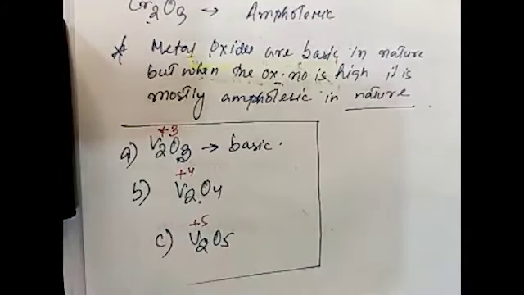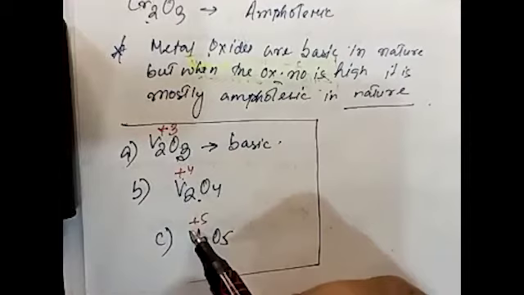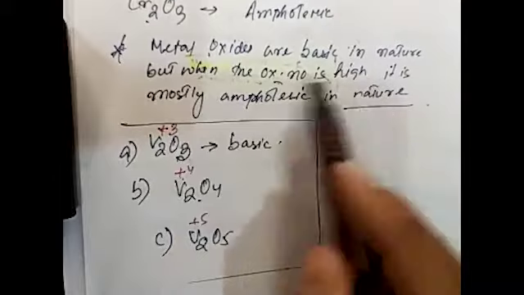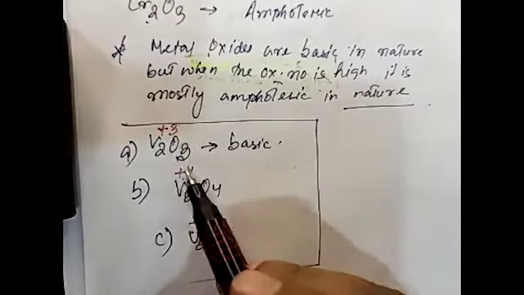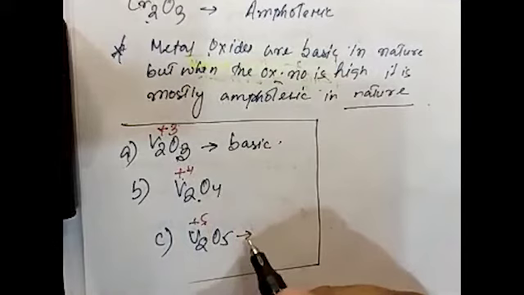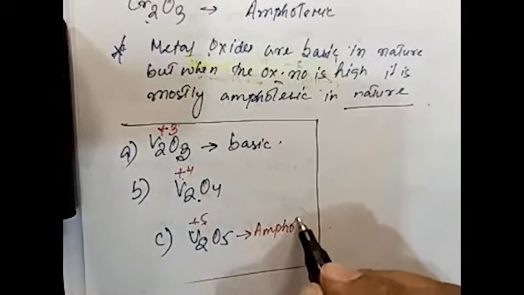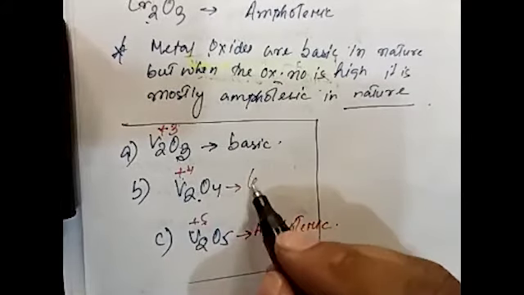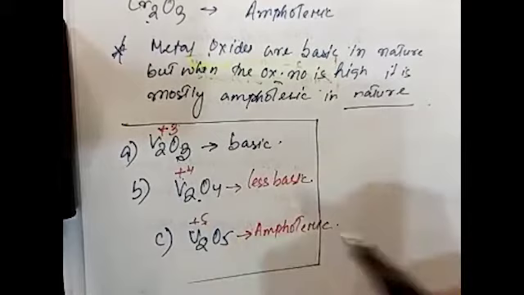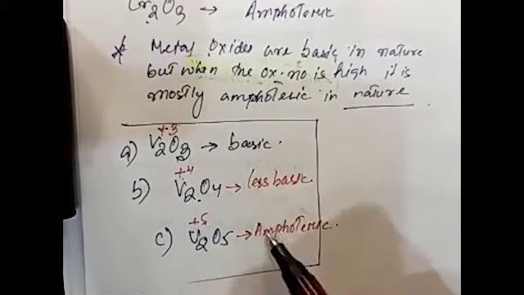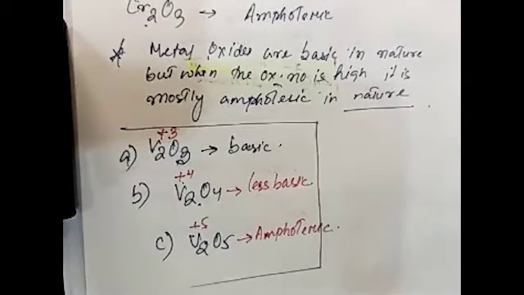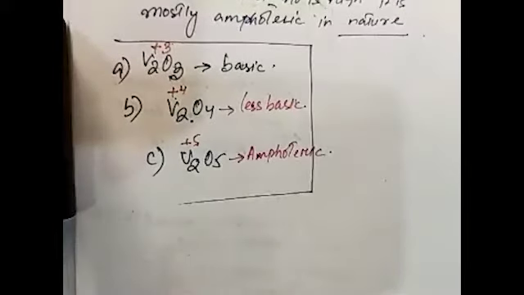As the oxidation number of the metal increases, metal oxides are both basic in nature, but when the oxidation number is high, it is mostly amphoteric in nature. As the oxidation number increases, it turns to be more amphoteric, less basic. This one is basic, this one is a little less basic, and this one is amphoteric. Amphoteric means it can react both with acid and base. It has both the properties of acid as well as base. Fine.